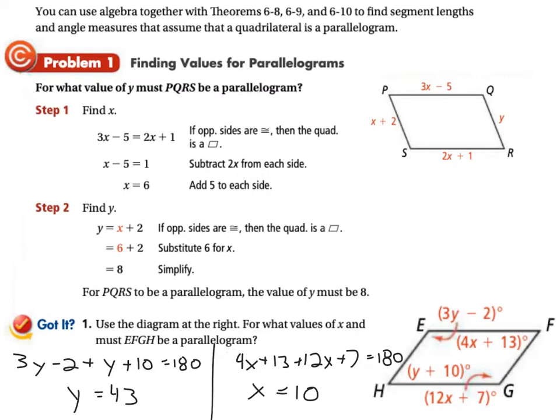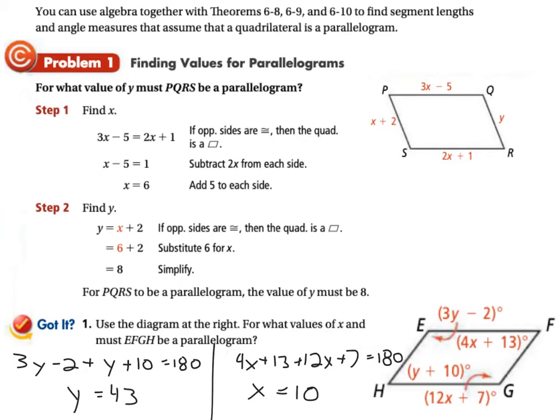Okay, so the big idea here is that we have consecutive angles with the same variable, which makes it really convenient. They need to be supplementary in order for this to be a parallelogram. So we can say 3y minus 2 plus y plus 10 has to equal 180, and we can solve that to get y is 43. And these two consecutive angles need to sum to 180 as well, so 4x plus 13 plus 12x plus 7 equals 180, and it solves to be x equals 10. So those are the values of x and y.